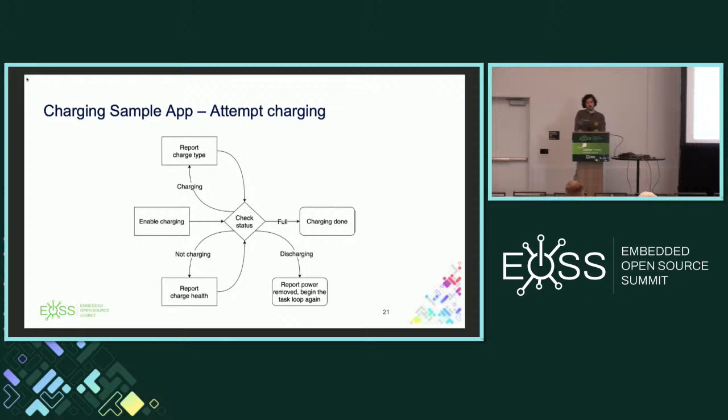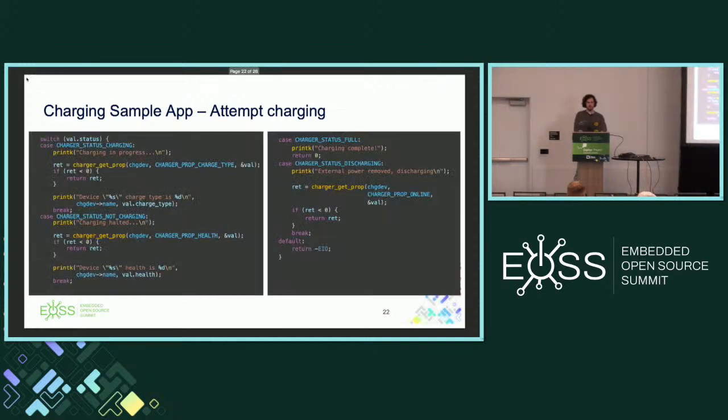If you're discharging, then you go back to the previous slide and you start polling for power again, because that means that the external power has been taken away, and there's nothing to do here. And then finally, if you report that the status of the charge cycle is full, then charging is done, and we return 0, and that's the end of the charger sample application. It's kind of hard to break this switch case and keep it legible, but you can sort of see how that's done here.